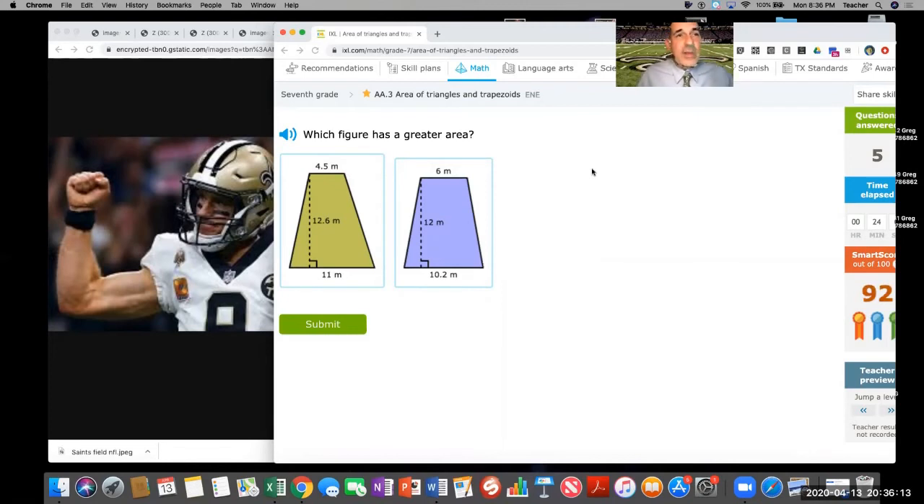Now, the base numbers are quite a bit different, but let's add them and average them and see. They might be fairly close. On the light green, we have 11 plus 4.5 is 15.5. And so it's going to be a little bit smaller because on the other side, we have 6 plus 10.2 is 16.2. So the average bases is a little bigger on purple, but the average height is a little bigger on the light green. Oh, my goodness.